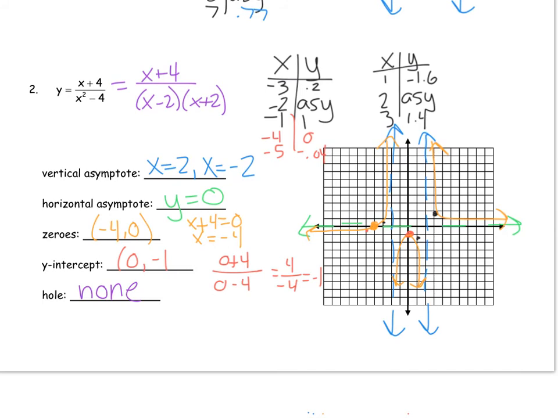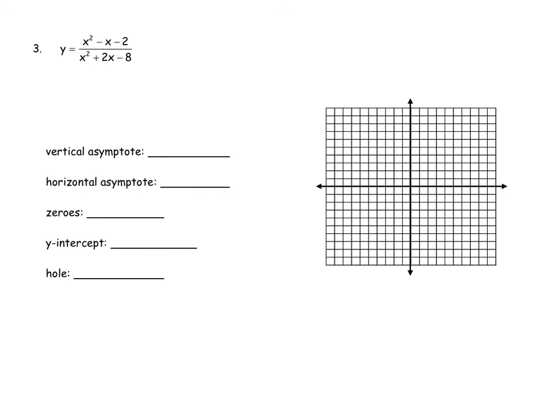So the big thing to just notice here is that this is a point where I cross the horizontal asymptote. It's not going to happen often, but it may happen sometimes. Alright, we've got one more to look at today. So let me start by factoring.